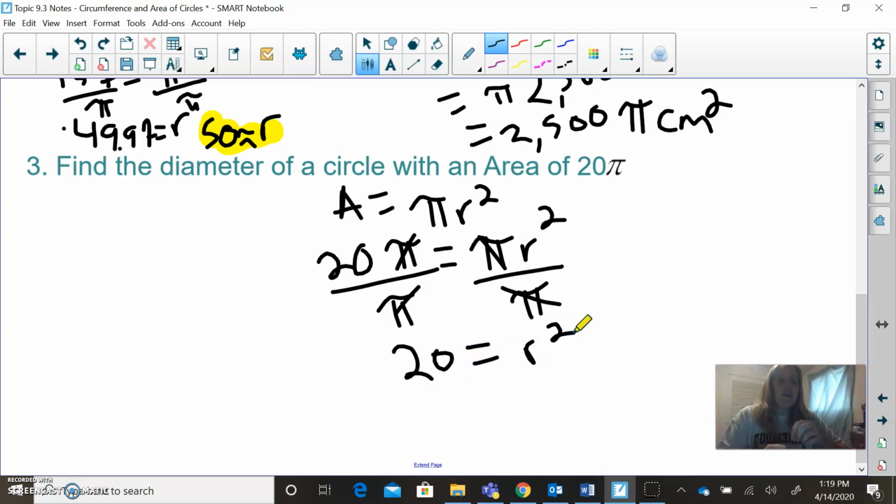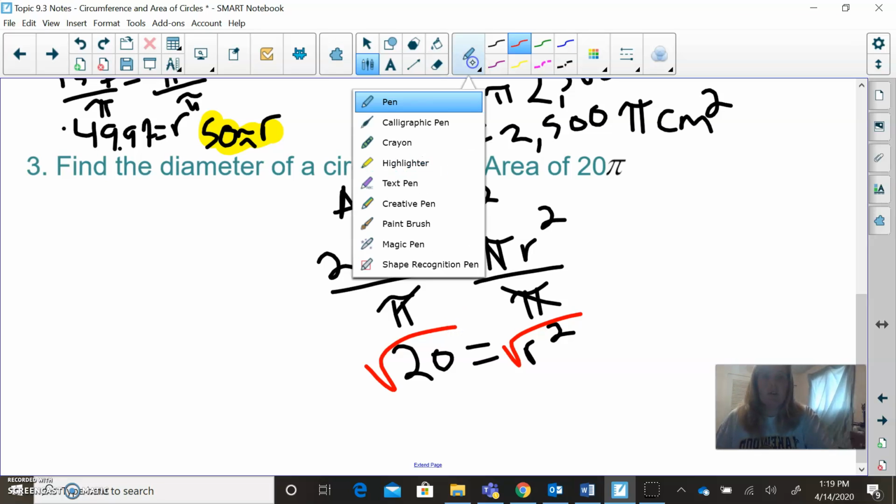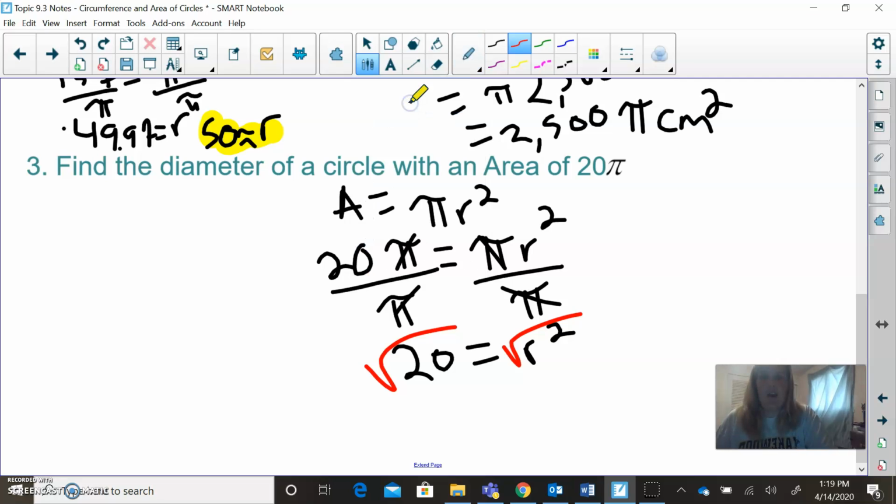Okay, now we need to get r completely by itself. Right now it is r squared. How do we undo a square? We square root it. So we're going to take the square root, and we are going to have r is equal to the square root of 20.